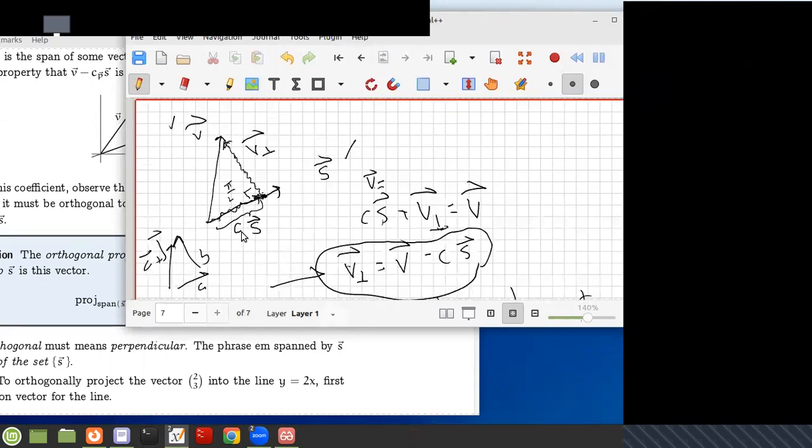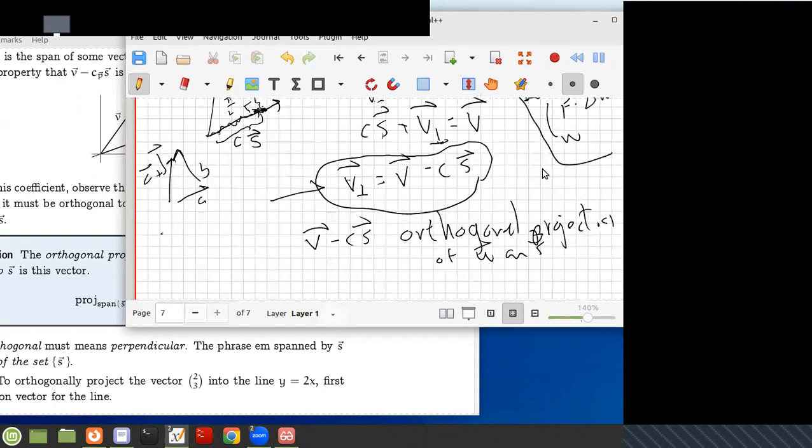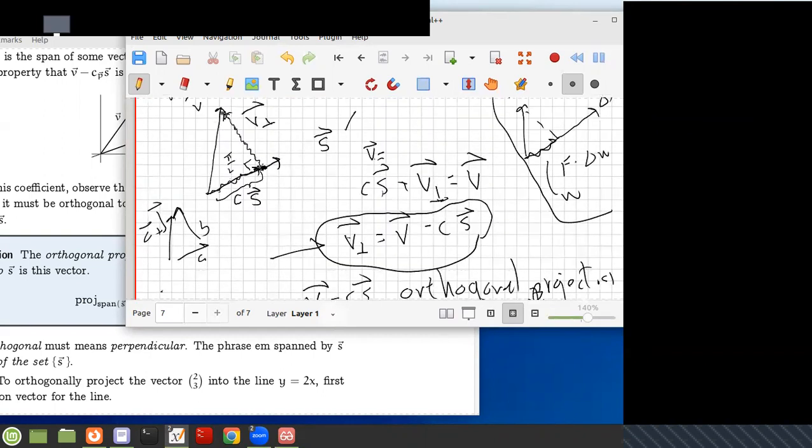Just in case you've had some physics before, if I took this as a displacement, and I had a force here like this, and I took the dot product of the displacement and this, the projection of F along this direction is called the work. This is like we're looking for the part of F that's along this line. If you haven't seen this, that's not a big deal. We're looking for the part of v that lies along the direction s. That's the cs. We have to find c.